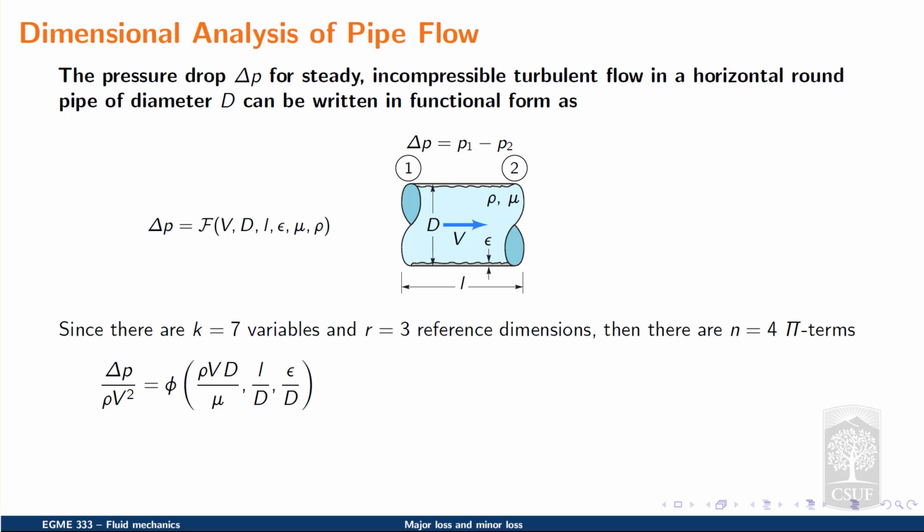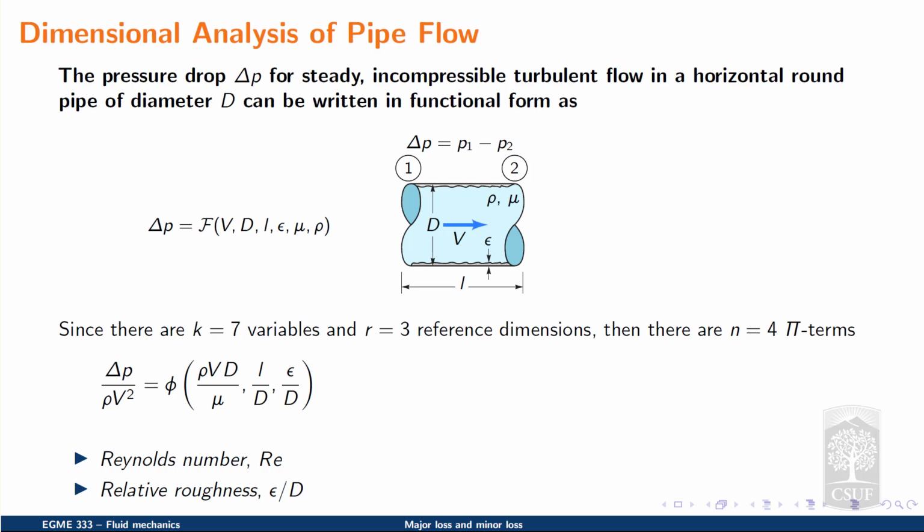By solving for those dimensionless pi terms, we can rewrite the dimensionless functional form of this problem as delta P over rho V squared is equal to a function of 3 different dimensionless variables, where one of them includes the Reynolds number, the first term, the length of the pipe over the pipe diameter, and the last term is what we refer to as the relative surface roughness, which is the ratio of the surface roughness to the pipe diameter.